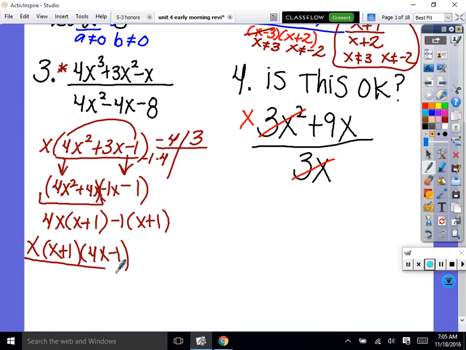That's one of the most missed things on the test: people will forget that they originally factored out that x. Okay, so that's on top. Now on bottom, I want you to notice something. You should always be watching for this.